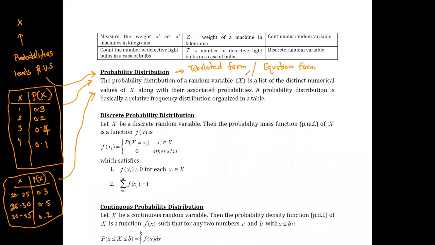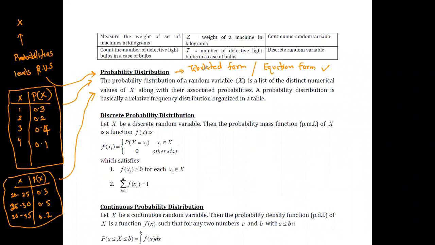If it is defined as a special probability distribution rather than using tabulated form, we prefer to use the equation form. But for any given tabulated form, using some mathematical concepts, we can easily identify the equation form for this tabulated form as well.